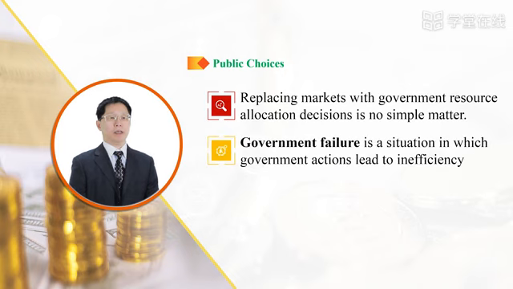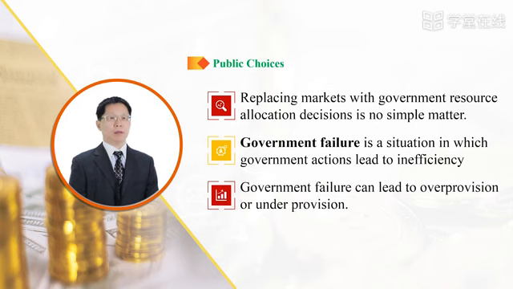Government failure is a situation in which government actions lead to inefficiency, to either under provision or over provision. Government failure can arise because government is made up of many individuals, each with their own economic objectives. Public goods are the outcome of choices made by these individuals.